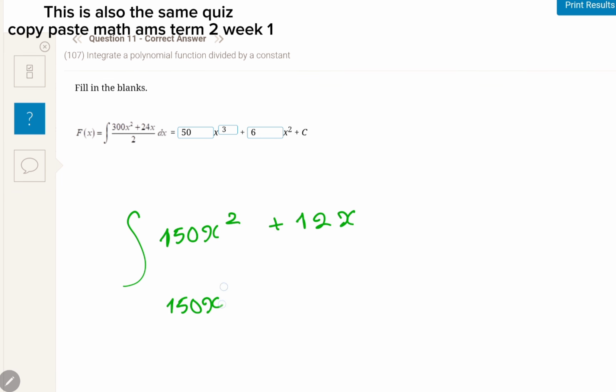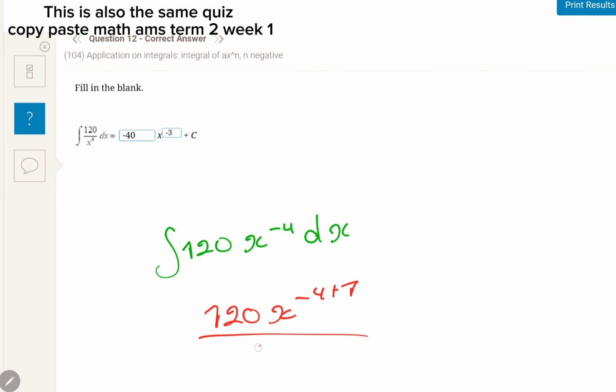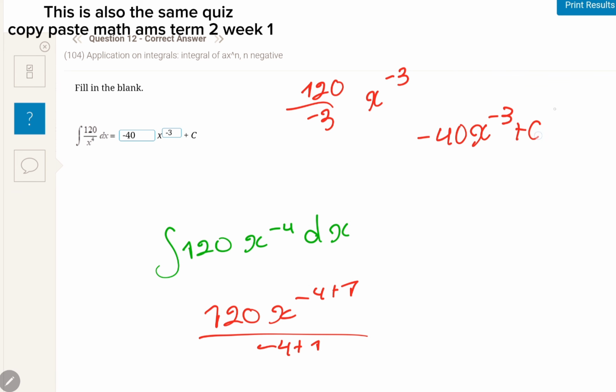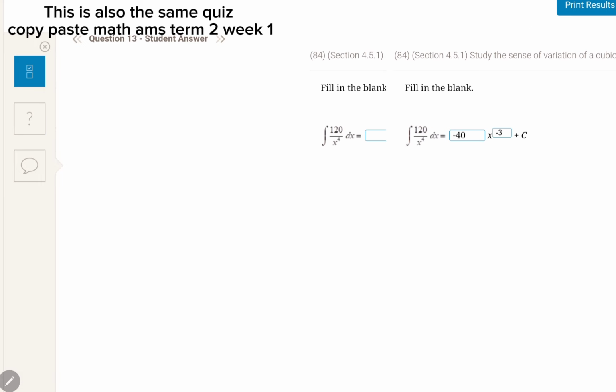What does it say in question number 12? We need to do the integration of this. Again, you can move it upwards. So integration of 120x to the power of minus 4 dx. So when you do the integration of this, what do you get? It's going to be 120x to the minus 4 plus 1 over minus 4 plus 1. So 120 over minus 3, x to the minus 3. So minus 40x to the minus 3, don't forget, plus c. And this is the final answer. We'll move on to question number 13.